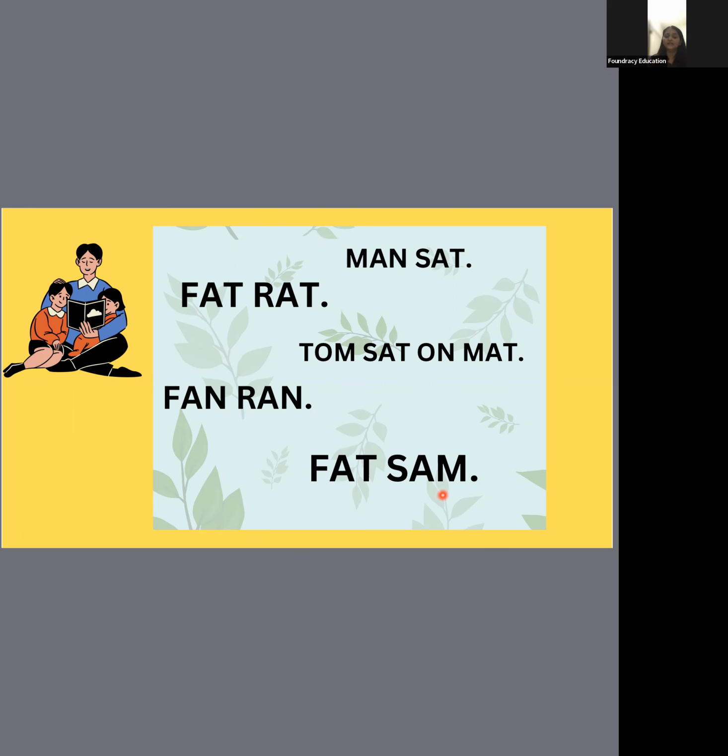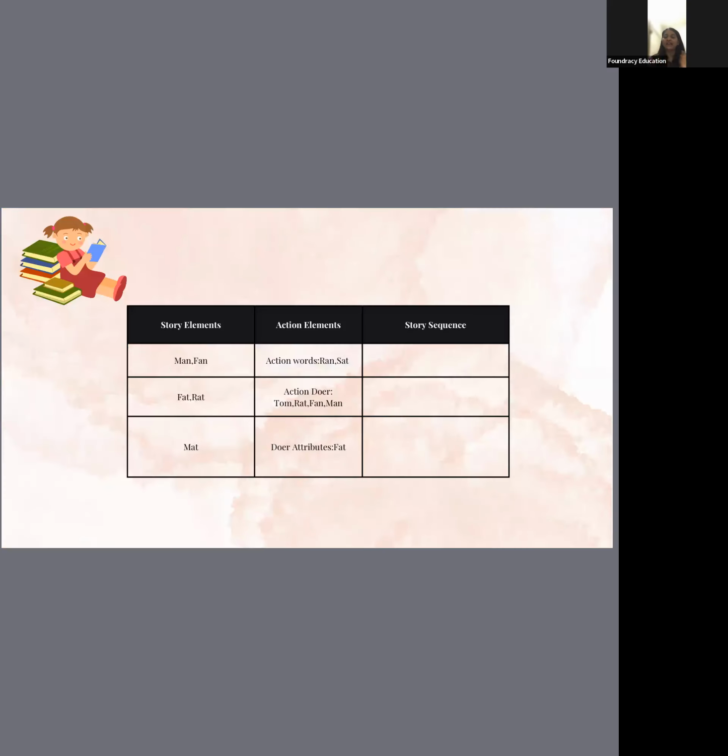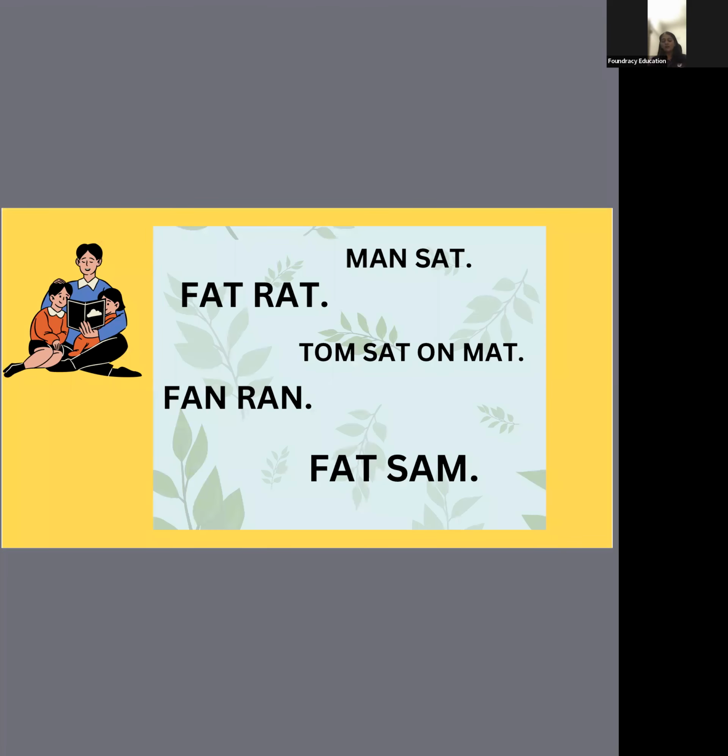Write it down in this column, which is the story element. Something is happening with these story elements. Let's find out what is happening. Now, start with basic questions.